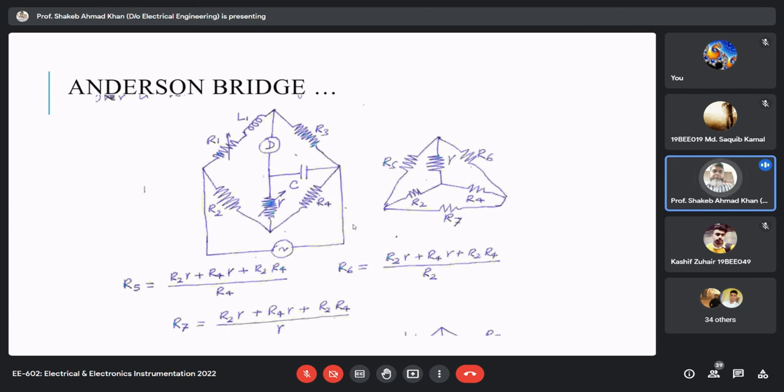Although Anderson bridge is good for a wide range of quality factor coils, especially other bridges are not good for the low Q coil. Anderson bridge is good for the low Q coil. So this is what we discussed. We derived the expression, balance equations, and then we solved the numerical problem. So if anybody is having any query regarding any of these bridges which we have studied, you can ask.